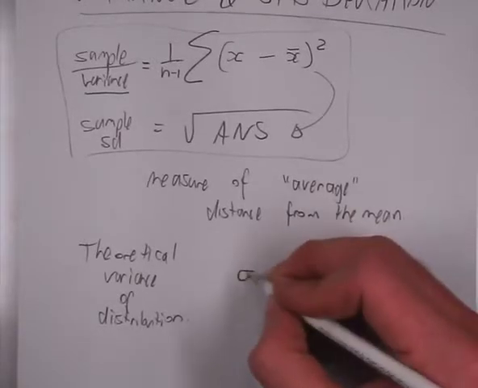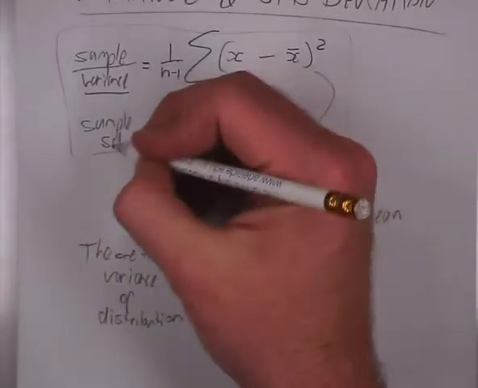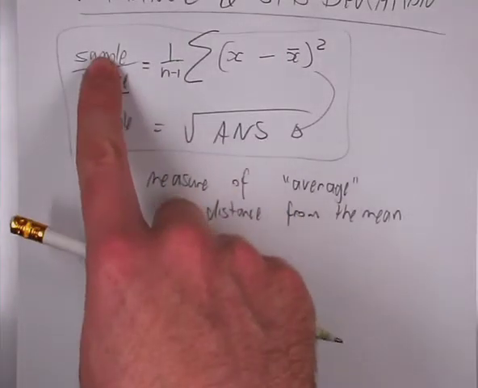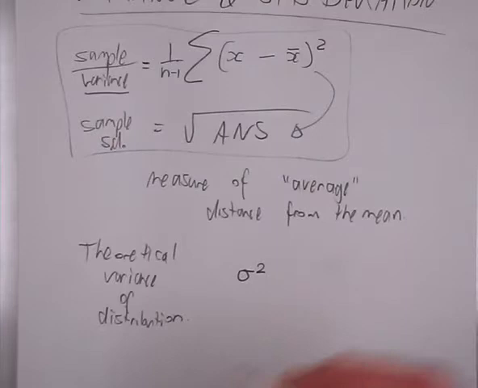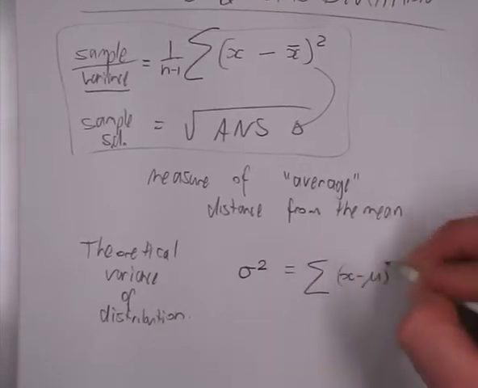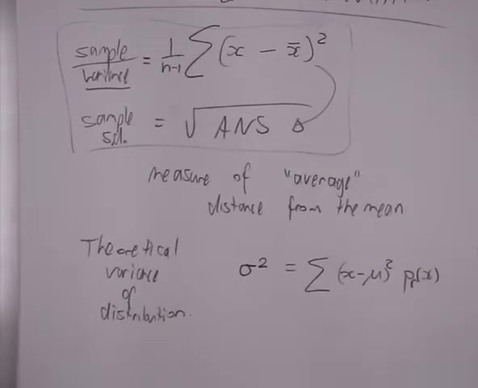So they call it sigma squared because sigma stands for standard deviation. That's SD for standard deviation. I square it to get the variance because I square root it to get the standard deviation. They say it's the sum of x minus the mean, squared, times the probability. That's what they say.